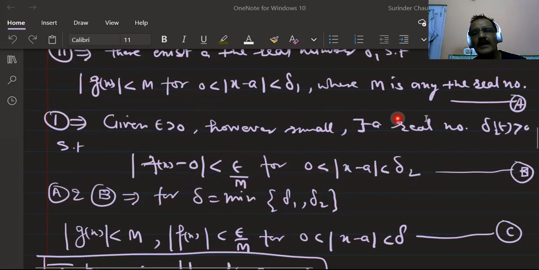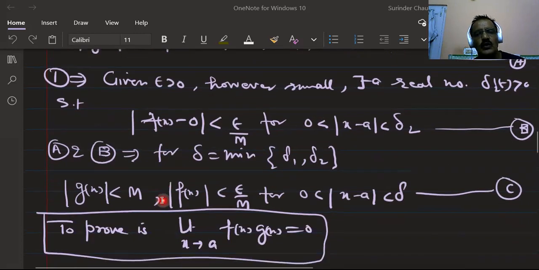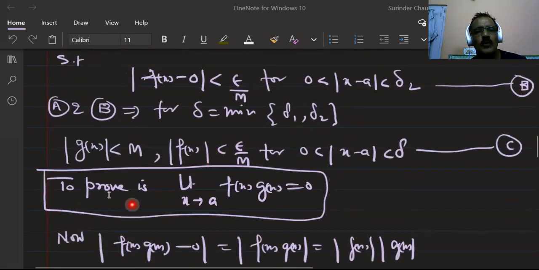Now combining A and B, let us choose delta to be the minimum of these. This means we are discussing this in the common domain in which both inequalities hold true: modulus g(x) less than M and modulus of f(x) minus 0 less than epsilon by M. That's why we are using this. So in this domain, both these inequalities hold true.